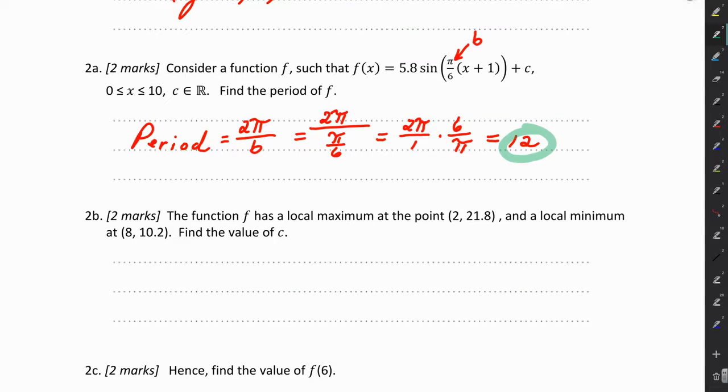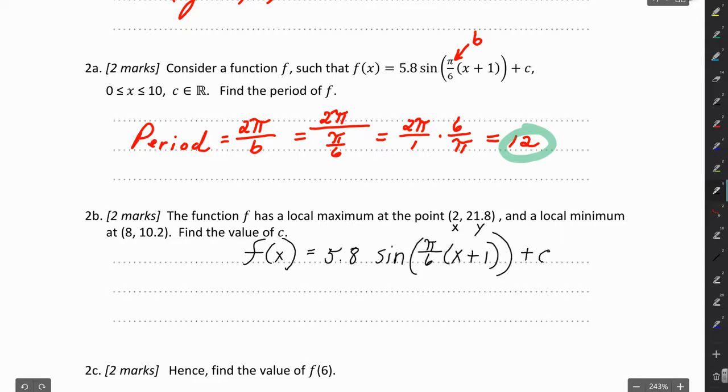Part B, the function has a local maximum at the point (2, 21.8), and a minimum at (8, 10.2). Find the value of c. All right, so we can take either point, and we can put it into our function, and we can find the value of c. I'm going to pick the first point. So this is my x, and this is my y. So for this function, let me rewrite the function here.